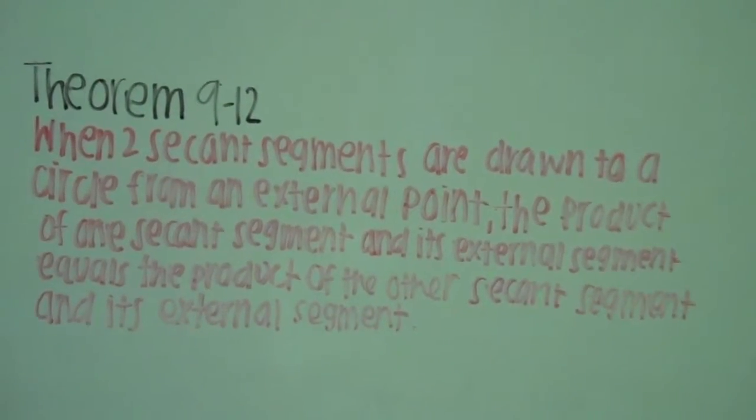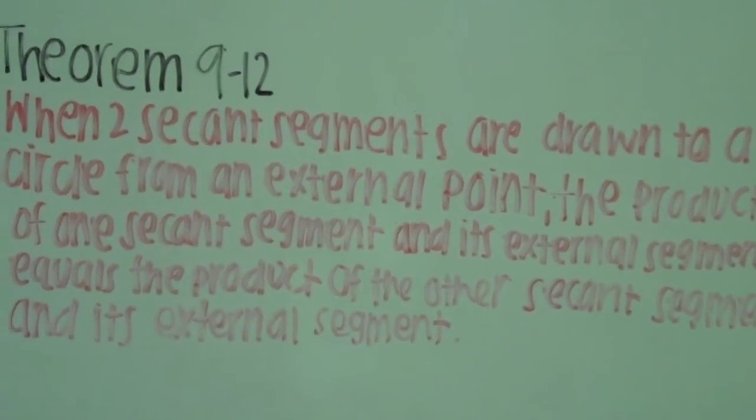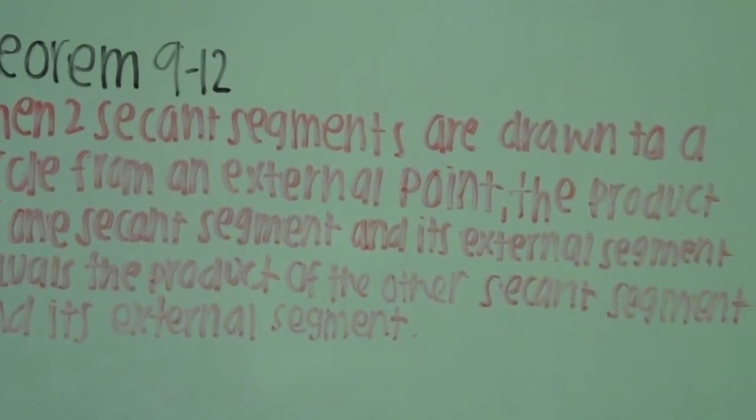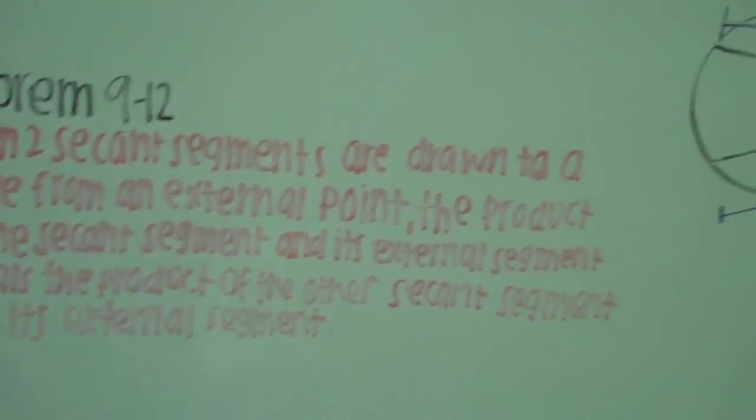Theorem 9.12. When two secant segments are drawn to a circle from an external point, the product of one secant segment and its external segment equals the product of the other secant segment and its external segment.